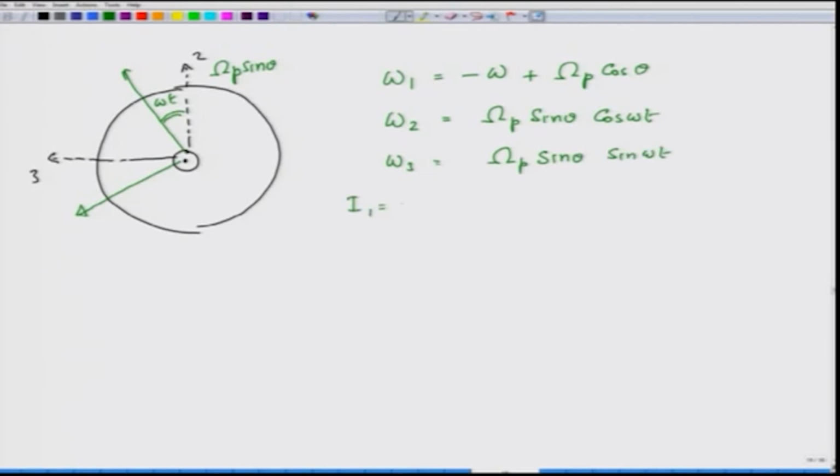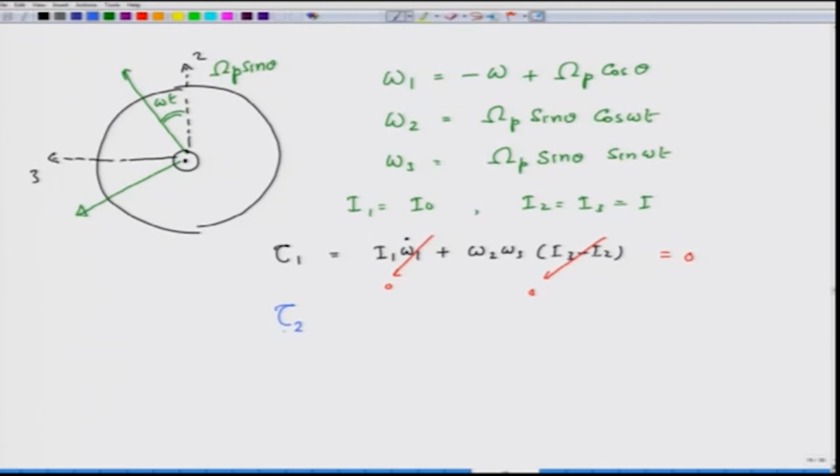I 1 I am taking to be I 0, I 2 equals I 3 equals I. Let us now write the torque equation. Tau 1 is equal to I 1 omega 1 dot plus omega 2 omega 3 times I 3 minus I 2, and this whole thing comes out to be 0 because omega 1 dot is 0 and I 3 equals I 2. So, this is 0.